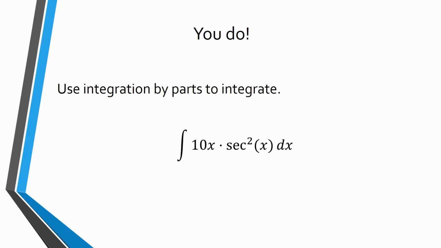Here's another problem involving a polynomial times a trig function. 10x times secant squared of x integrated with respect to x. You should use integration by parts to determine this integration. Again, it's polynomial times trig function once more. Go ahead and push pause on this video and try it on your own. In the next video, I'll show you how this is done.